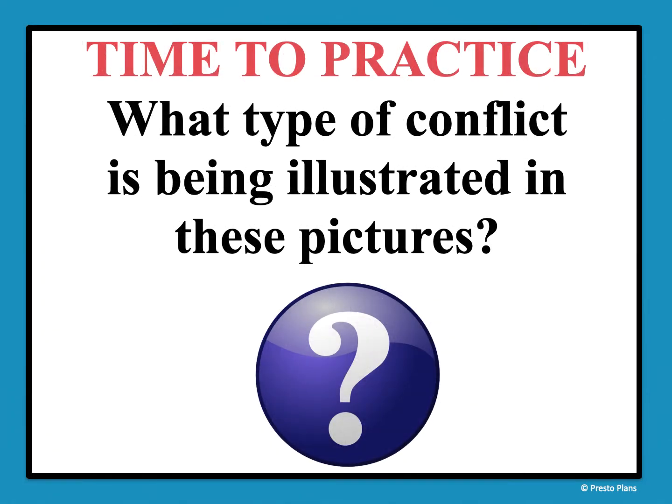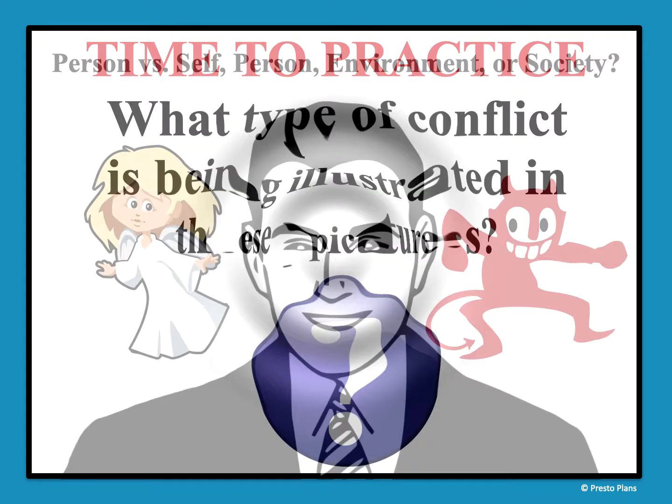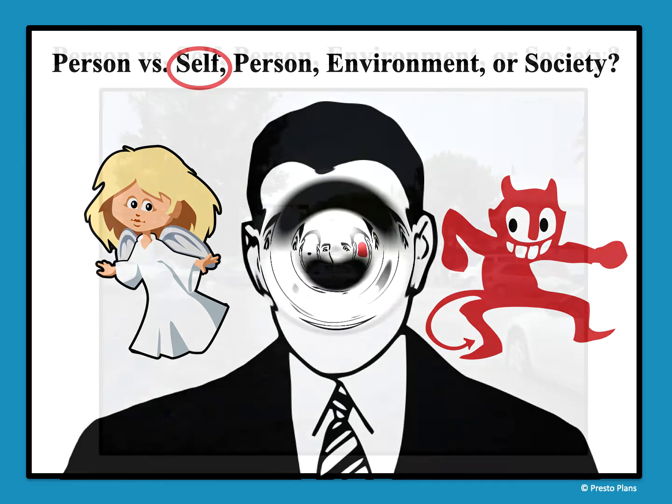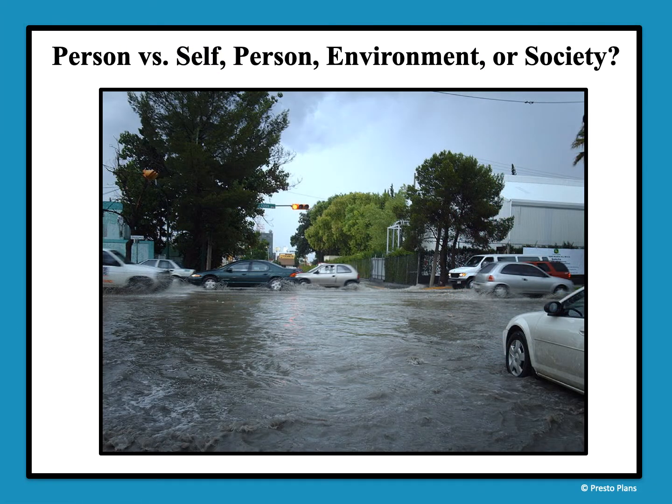Time to practice. What type of conflict is being illustrated in these pictures? Person versus self, person versus environment, or person versus society? It is person versus self. Is this picture person versus self, person versus environment, or person versus society? It is person versus environment.